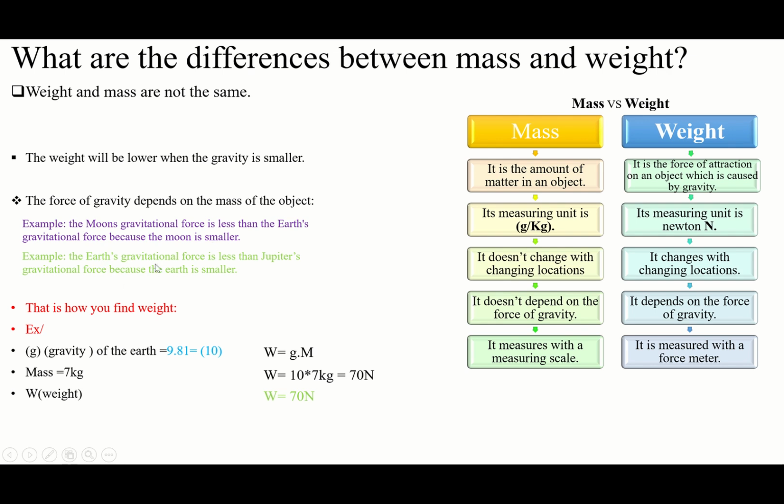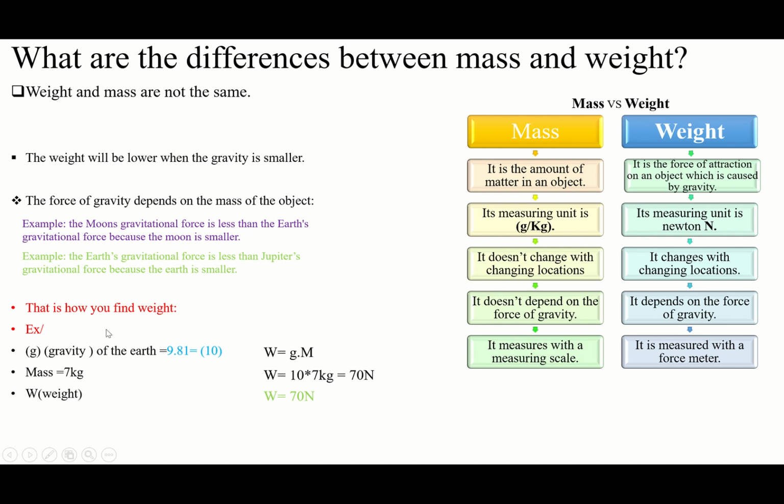But the Earth's gravitational force is less than Jupiter's gravitational force. Why? Because Earth is smaller. It means Earth is more than the Moon but less than Jupiter. Why? Because it's bigger than the Moon but smaller than Jupiter. Whichever one is bigger has more gravitational force. Whenever the mass of the object is bigger, the gravitational force will be bigger. If the mass of the object is smaller, the gravitational force will be smaller.